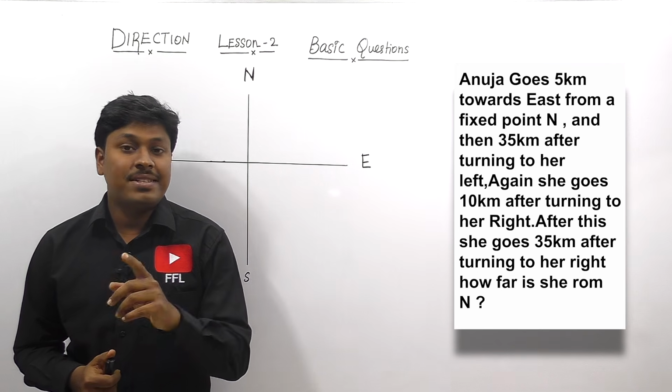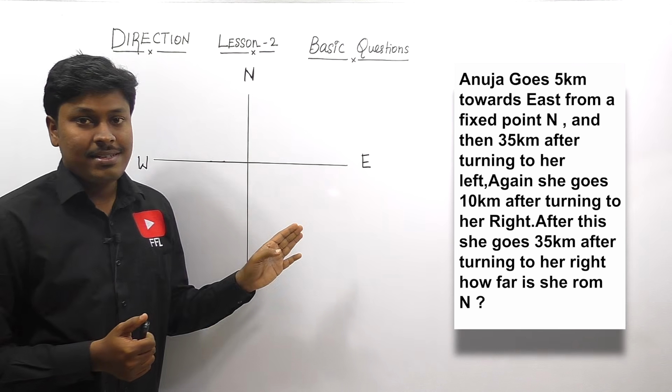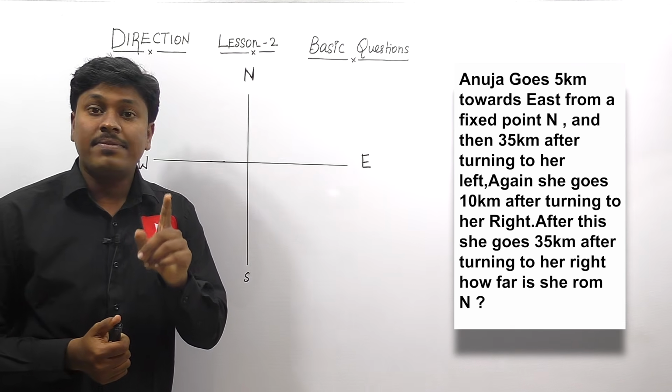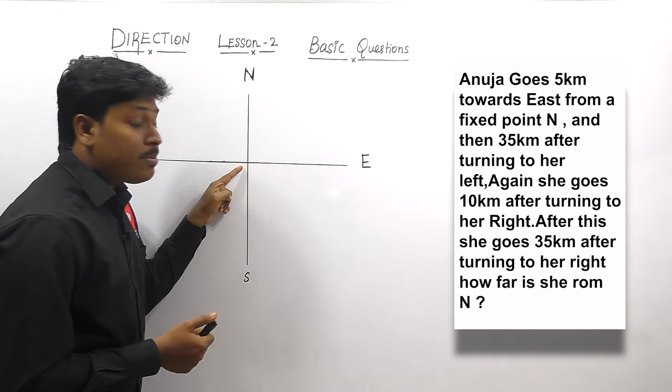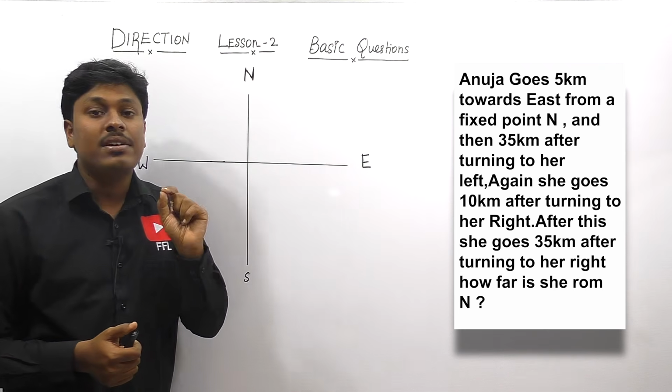Let me move on to the first question on lesson number 2. Friends, this is basic, right? North, south, west, east direction. Friends, remember that in the basic itself I have told you one thing. This center point is called a fixed point, or otherwise this center point is called a crossing, right?